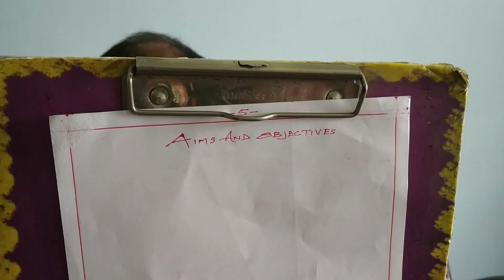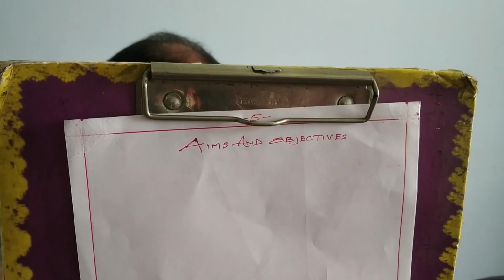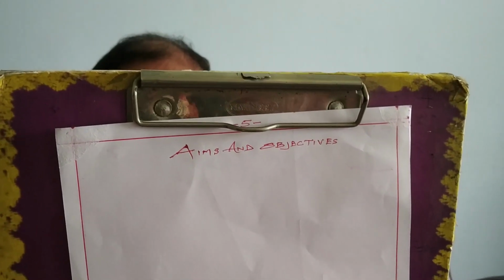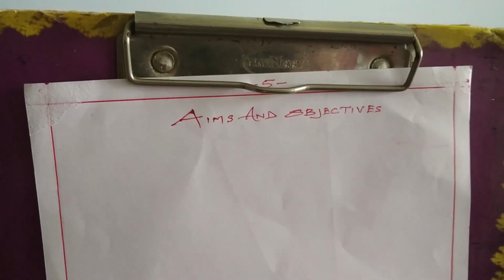Okay. Now aims and objectives. The topic which you are preparing, what are the aims and objectives of that topic, you should write here. A brief description about aims and objectives of the topic.